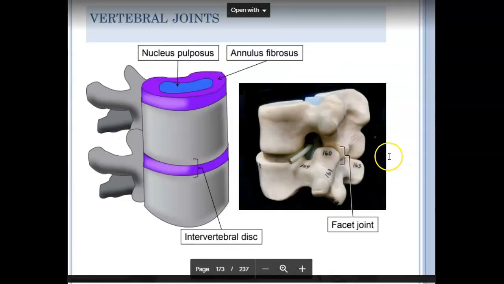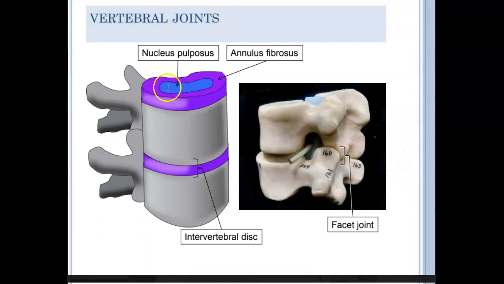And then finally, looking at a vertebral joint. Here is the intervertebral disc that would join here. Another joint would be here, where you have the facet joint. This is a fibrous cushion. This nucleus pulposus is really important because it helps your vertebral column withstand all of the force that is applied to your spine and your backbone. So it's an important shock absorbing structure.